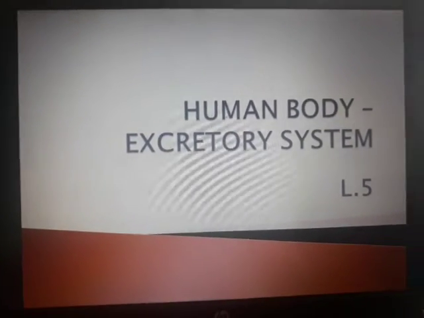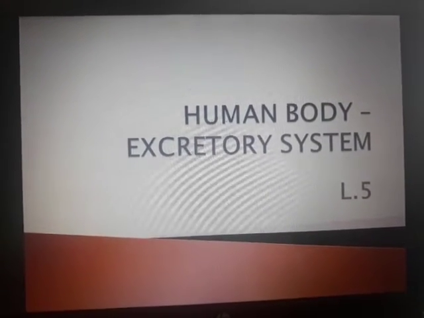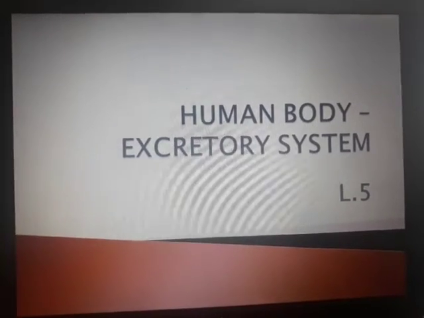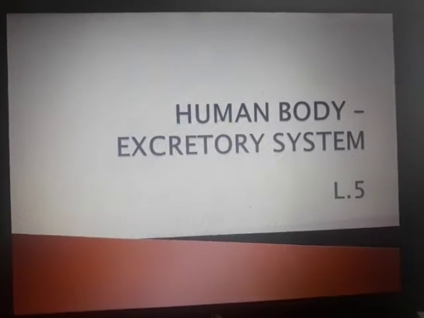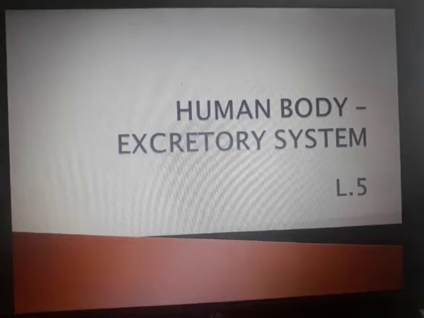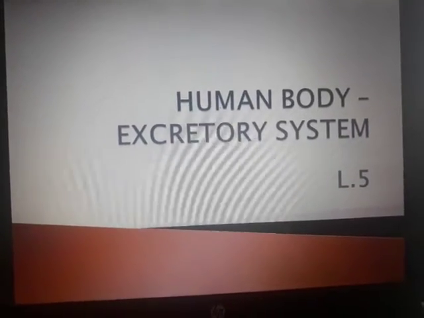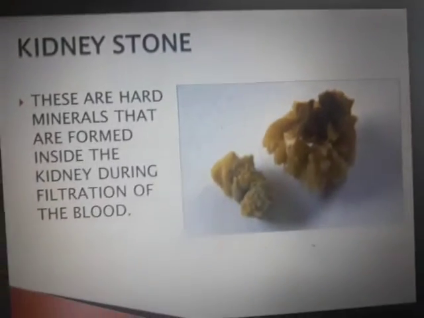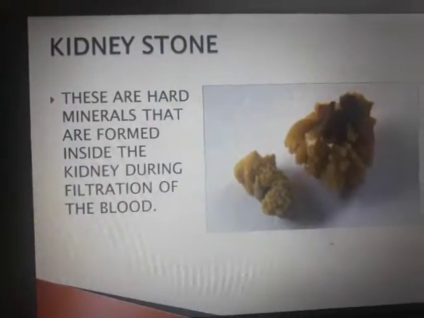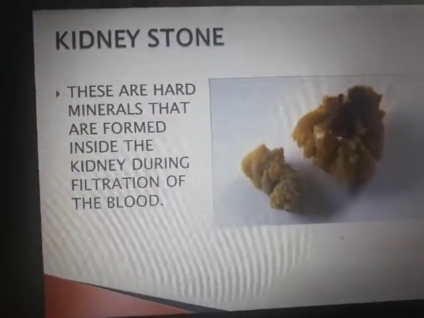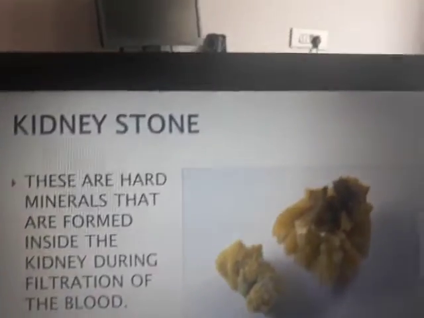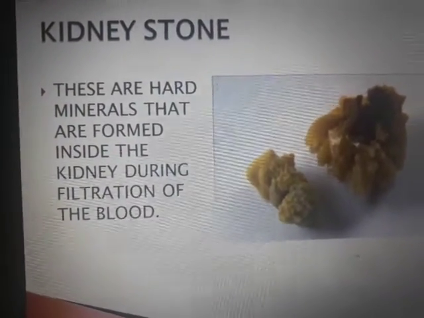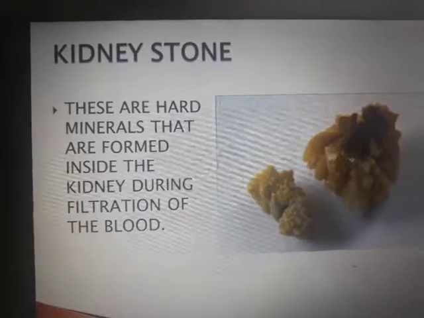Okay, so we are learning something about the excretory system, a very important system that filters out many waste materials. Major waste material is thrown out of our body through the excretory system. Okay, but in today's session we are going to see what happens when we are not being careful about our food intake. There are some disorders that may happen in the kidneys if you are not careful.